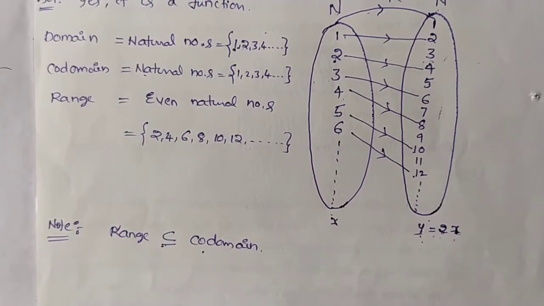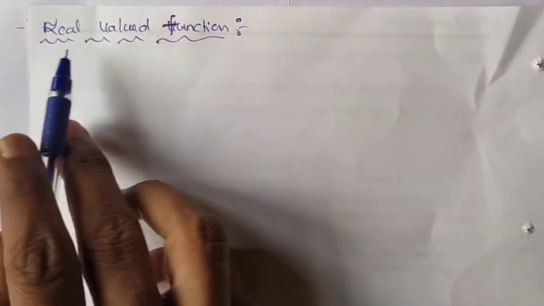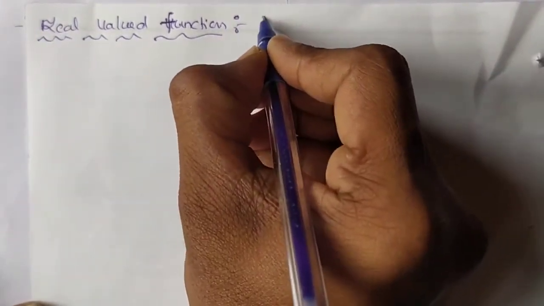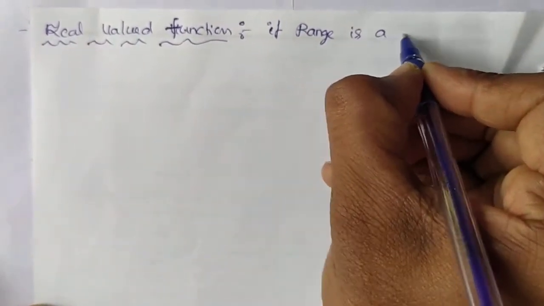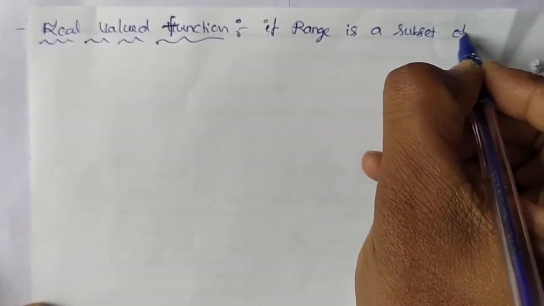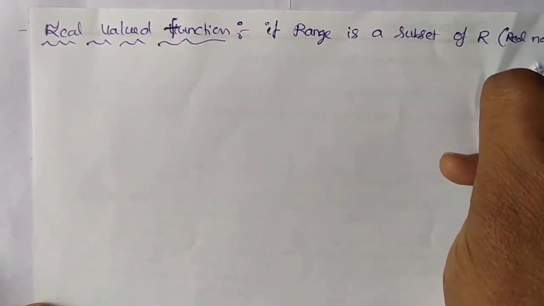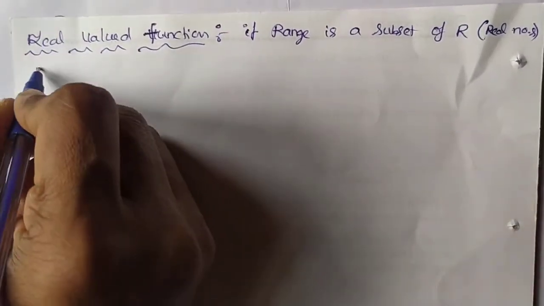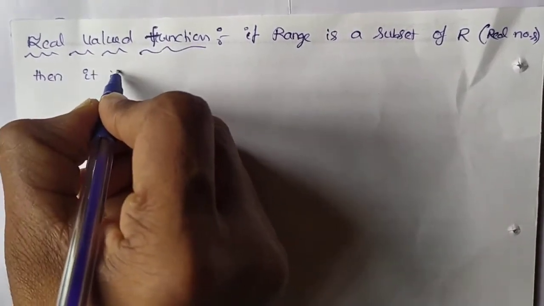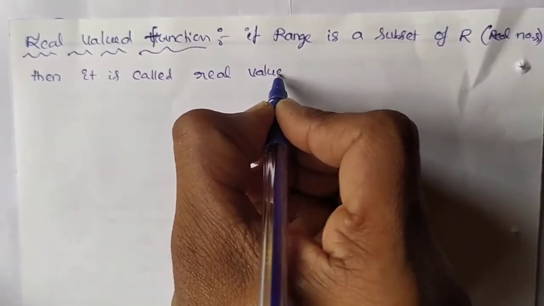Okay, now let us move on to the next definition. That definition is a real valued function. What is meant by a real valued function? Write down the definition in your notebook. If range is a subset of R, where R is nothing but real numbers, range is a subset of R, that is real numbers, then it is called a real valued function.